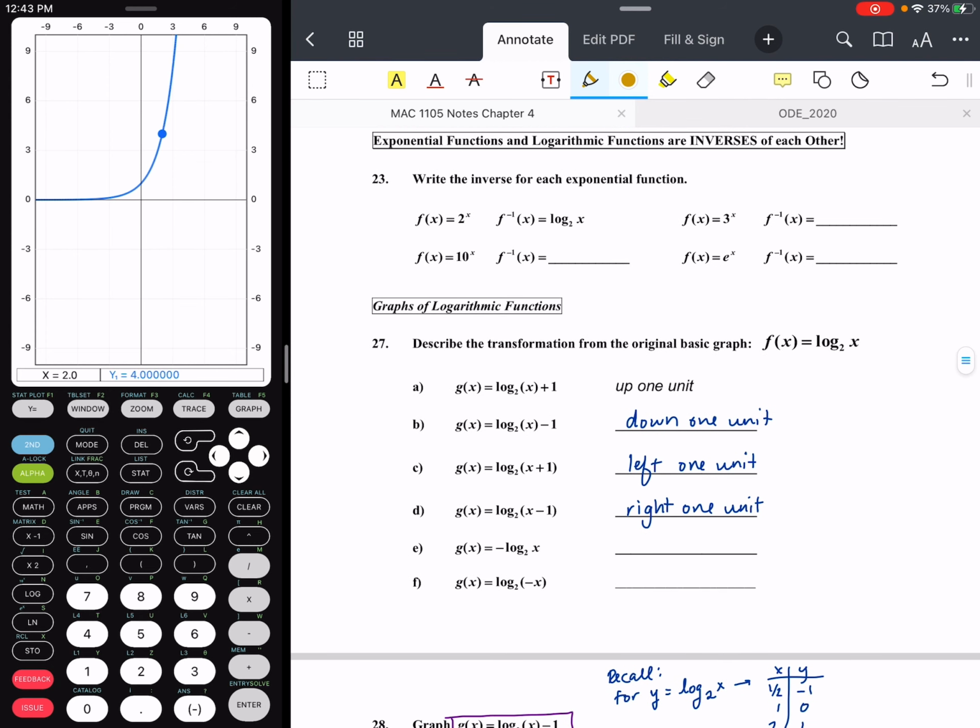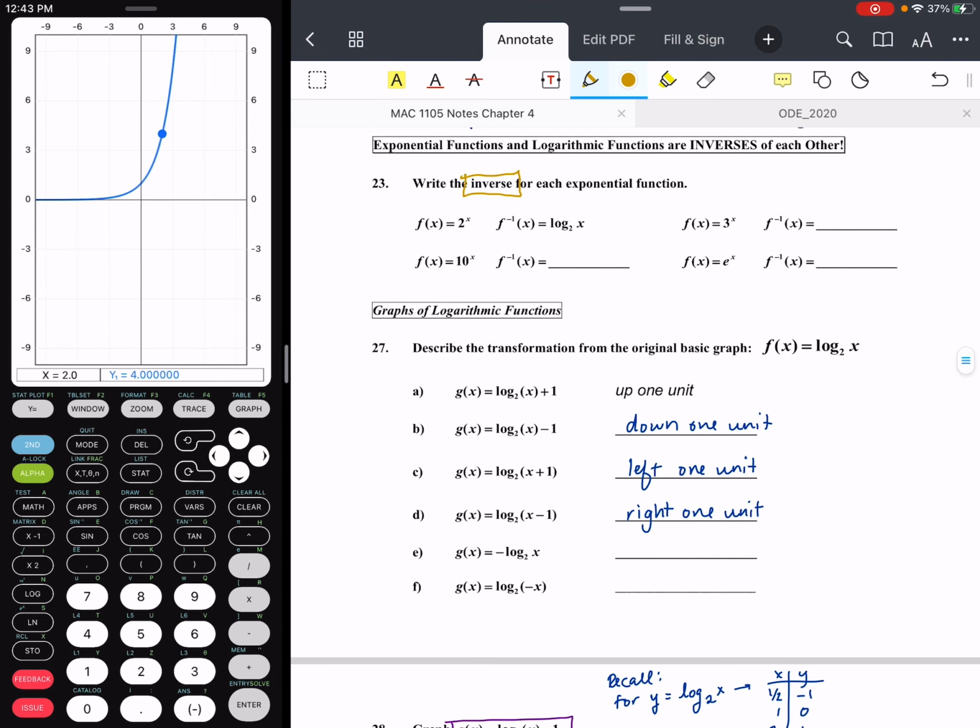All right, so down here, we're given a bunch of exponential functions and asked to rewrite these as log function inverses. So for the first one, f of x equals 2 to the power x, we just found that f inverse of x is log base 2 of x. Over here, for f of x equals 3 to the power x, following that pattern, f inverse of x would be log base 3 of x. So we keep that same base.